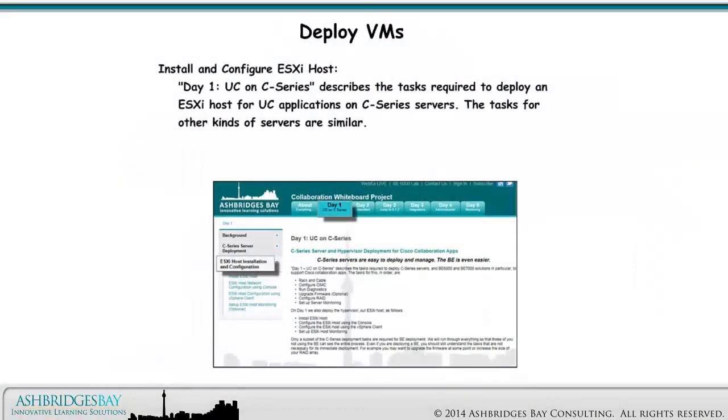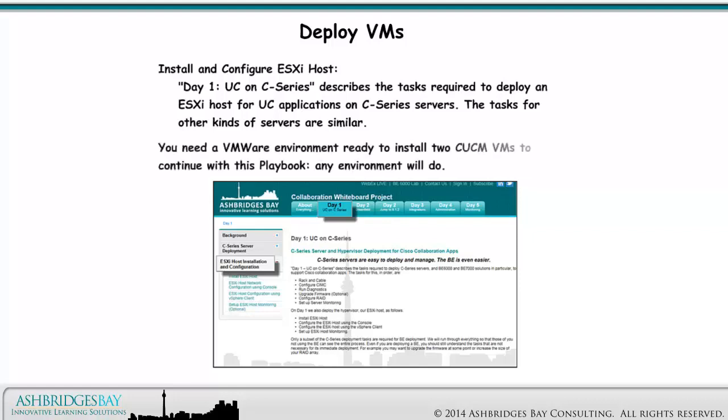You need to install and configure an ESXi host. Day 1, UC on C-Series describes the tasks required to deploy an ESXi host for UC applications on C-Series servers. The tasks for other kinds of servers are similar. You need a VMware environment ready to install 2 CUCM VMs to continue with this playbook. Any environment will do.